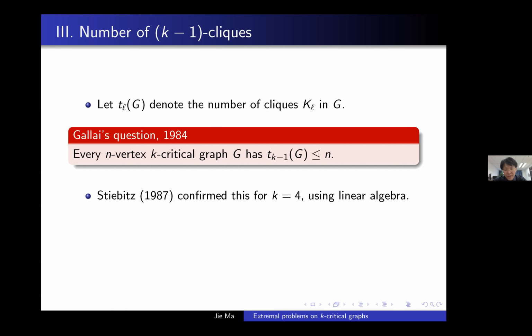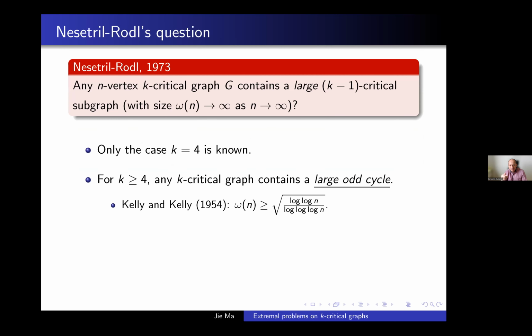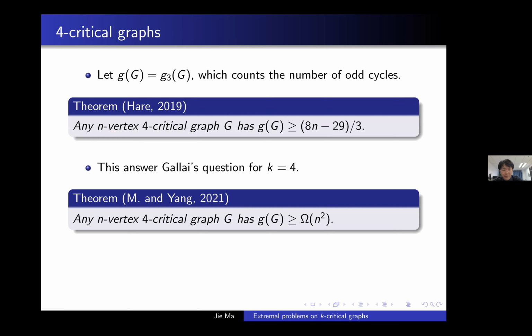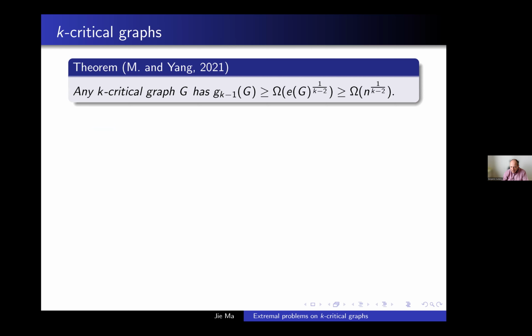I believe he asked whether this is at least n, but even this is not known, even for K at least 5. I think something stronger is the real answer. It should be at least n squared and above. No, Jay, not this question. The previous one, for the function G. For the function G, you proved this n to the power 1 over K minus 2. If we believe n, but you say you don't believe n is true. Yeah, I believe something stronger is true.